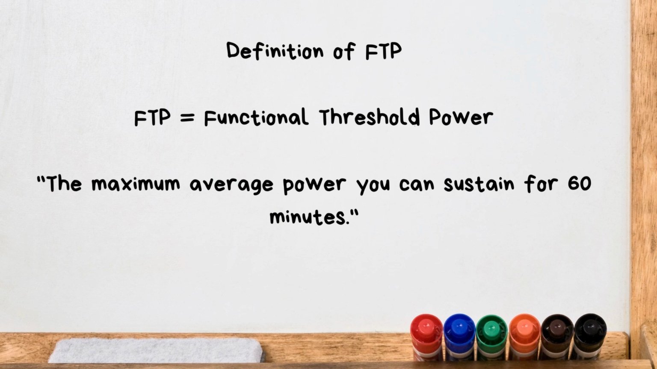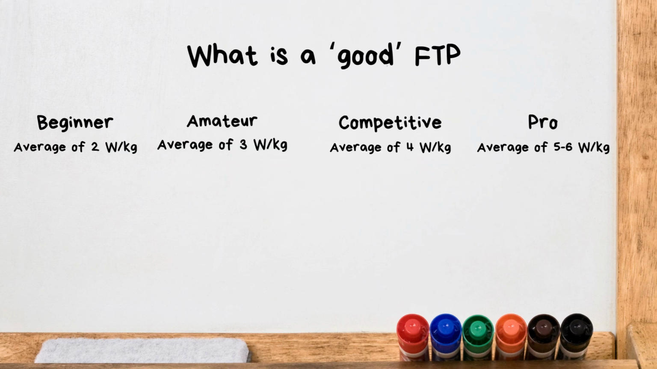Ever wondered what makes a good FTP? Well, it all depends on your experience level and goals. If you're a beginner, a solid target is around 2 watts per kilogram of body weight. For an amateur cyclist, you're looking at 3 watts per kilogram, a great level to build from. Are you riding competitively? Then aiming for 4 watts per kilogram puts you in the game. And finally, for the pros, it's all about reaching that elite range of 5 to 6 watts per kilogram or more.